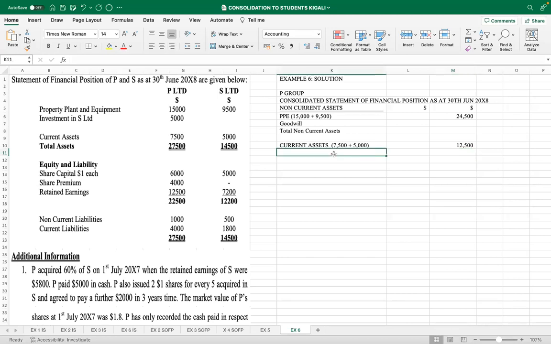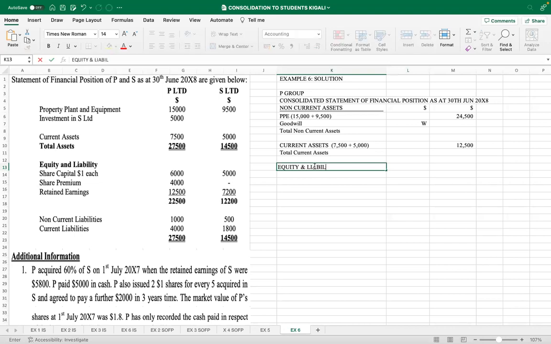This therefore leads you to total current assets. We cannot still get the total current assets because there is goodwill missing. So there is goodwill that we have not yet calculated. So there should be a working on goodwill. So we still don't know the working number. And then finally, we go to equity and liabilities. Equity and liabilities. And we start with equity.